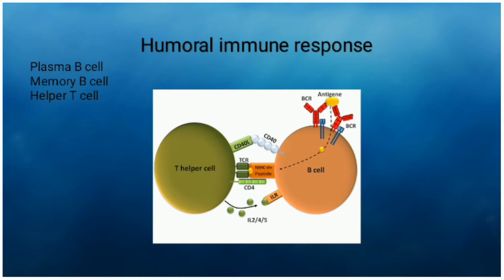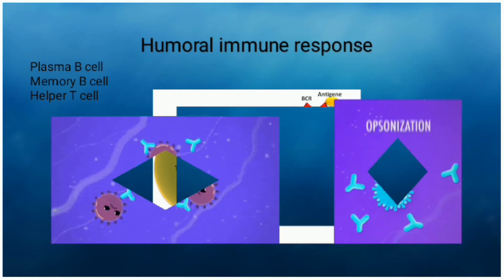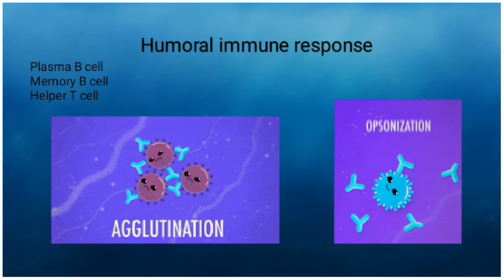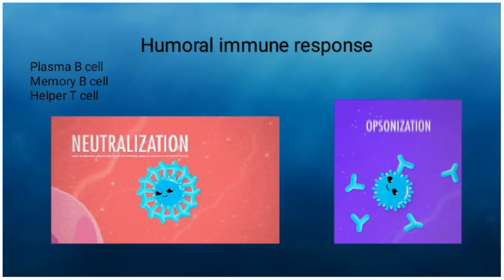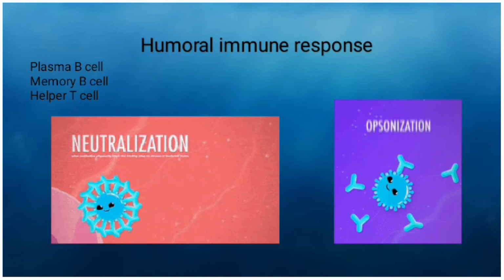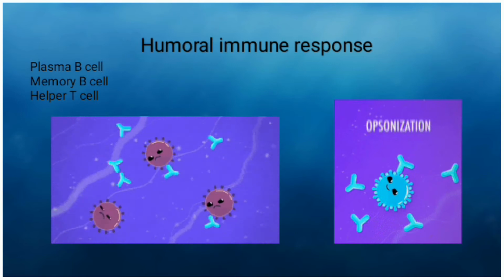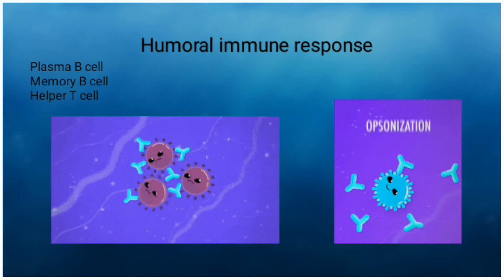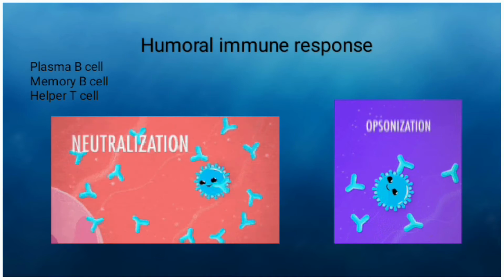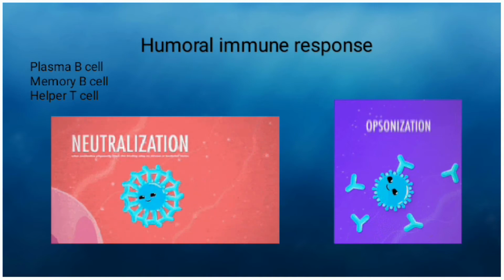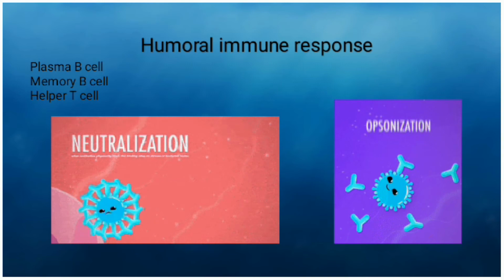Then, cytokines will stimulate the B cell to start dividing. Most of them will be plasma B cells that will produce antibodies, and some of them will be memory B cells. These antibodies can neutralize a pathogen by binding to its binding site, so it cannot enter a host cell. The second function of those antibodies is called agglutination. One antibody binds to more than one pathogen, so they can't move easily.